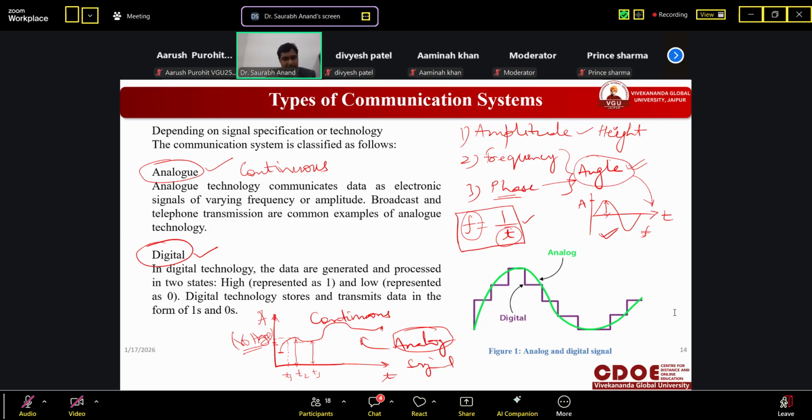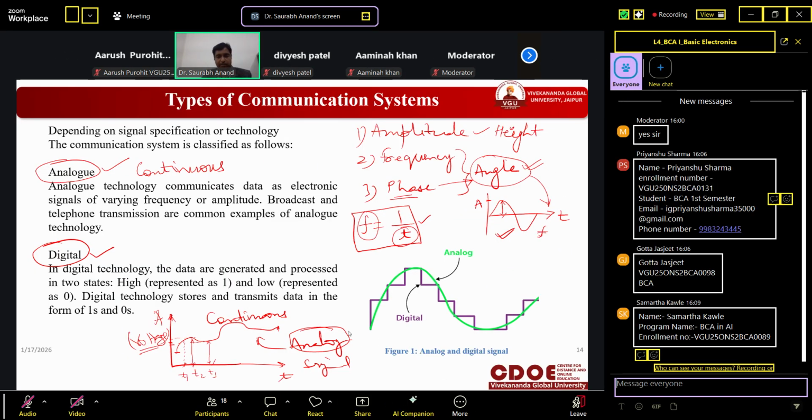But in this case, I don't know what is the gap between T1 to T2 and T2 to T3. I don't know. So it is random, right? Without knowing the gap, we have considered the time like this or this. Okay. Clear? Any doubt to this point? What I am saying?